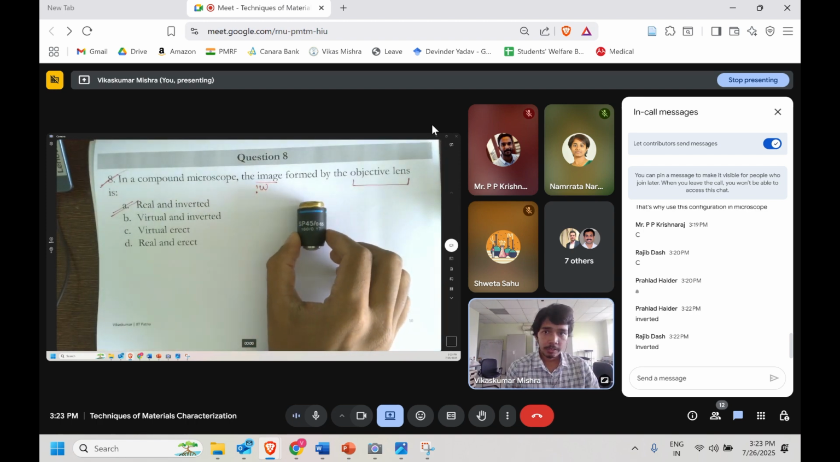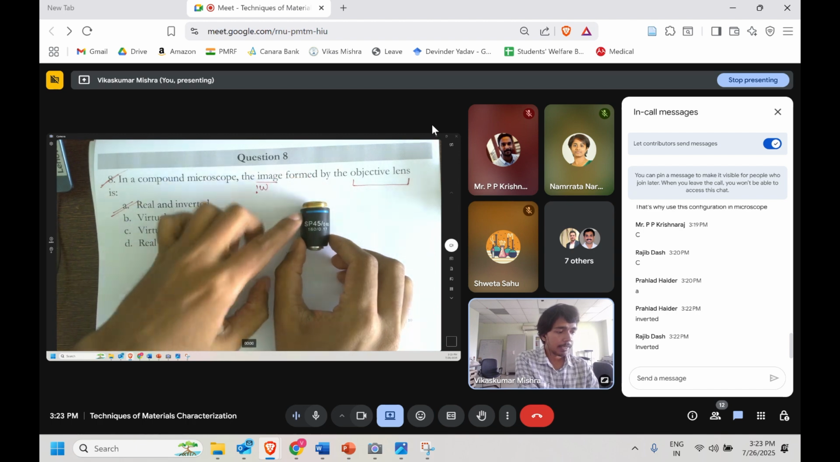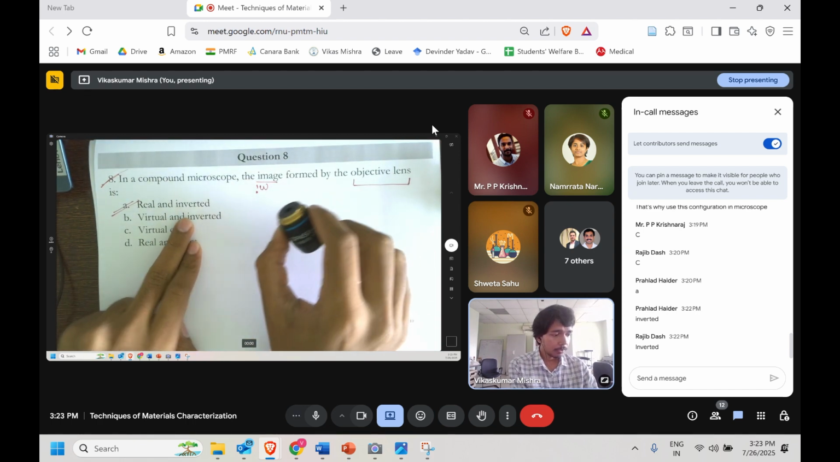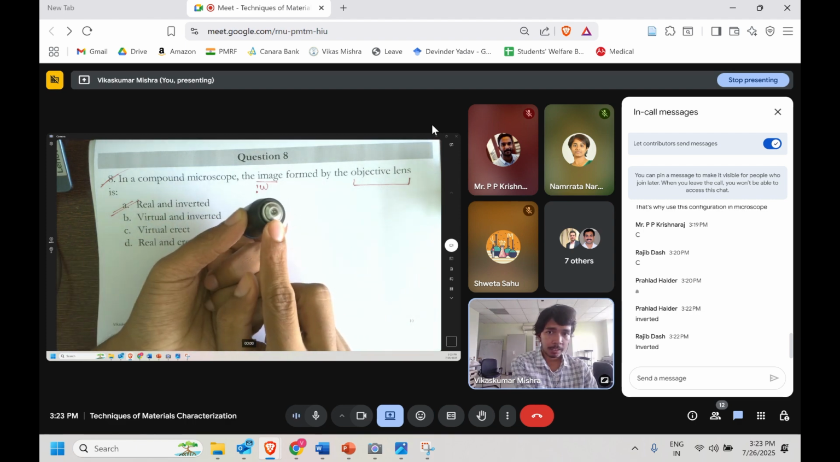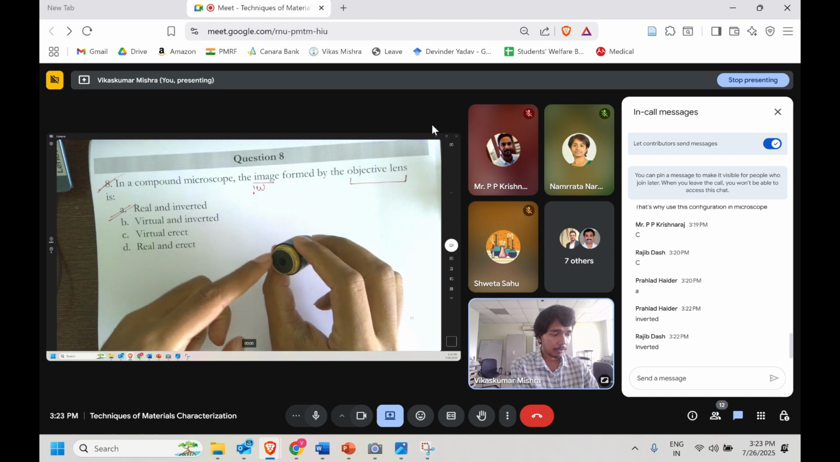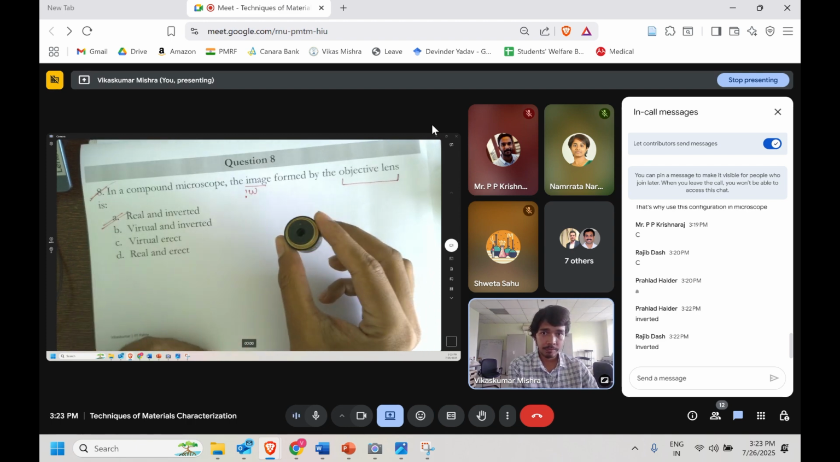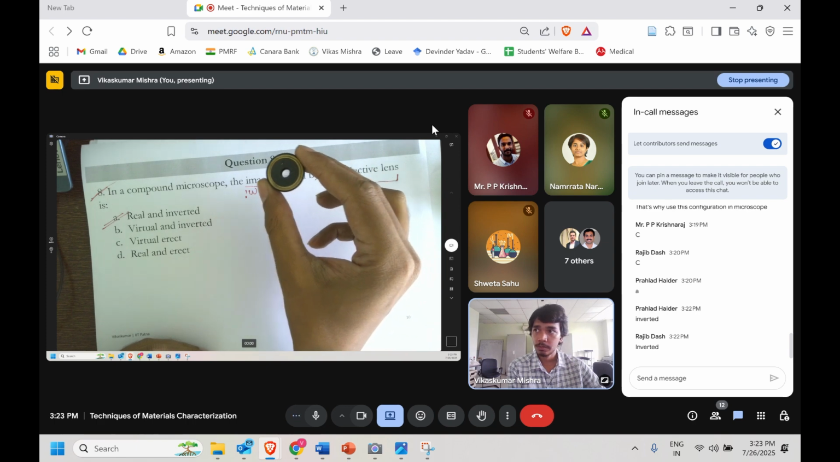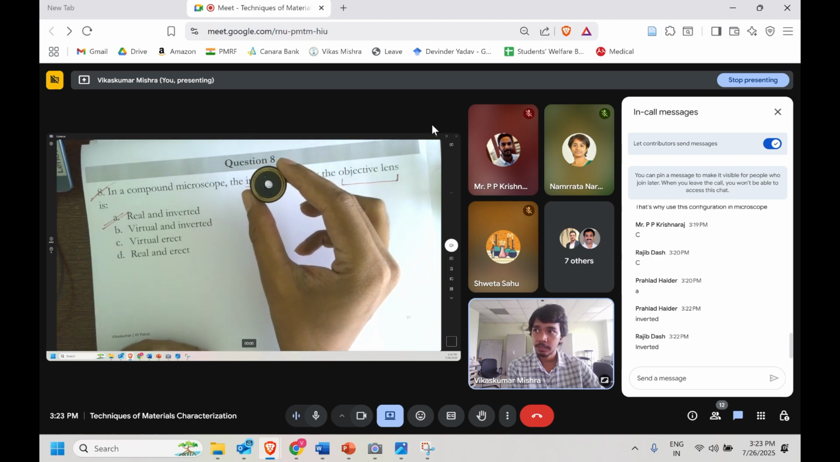So this is my objective lens, which we said produces the real and inverted image. This part is going to focus onto our object, and from here it is going to reflect it, and we will be able to see. I don't know whether we are able to see something, whether it's inverted or not.